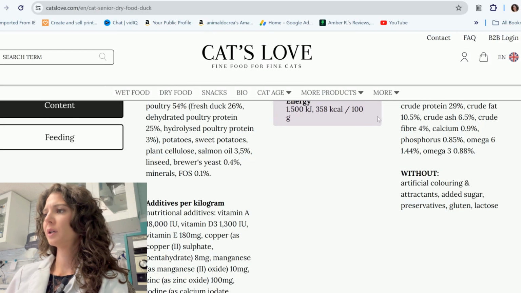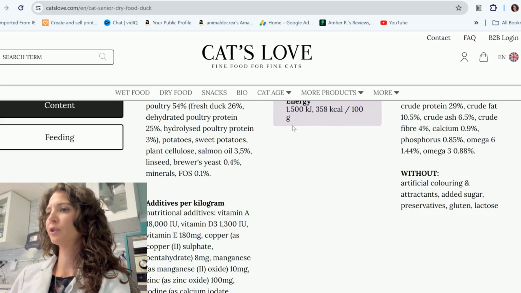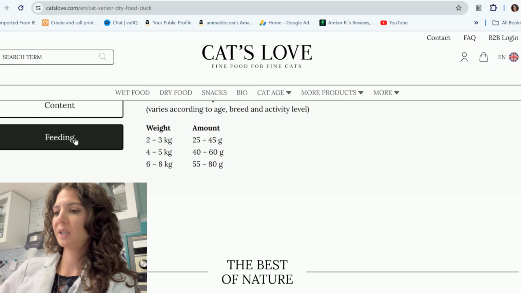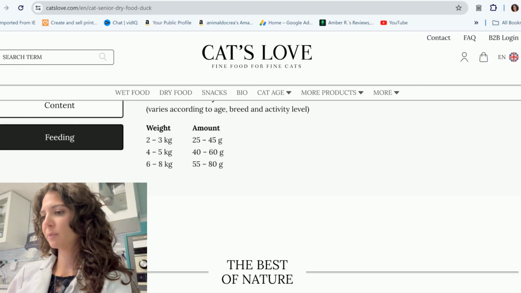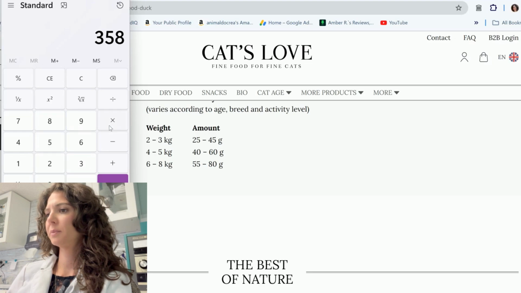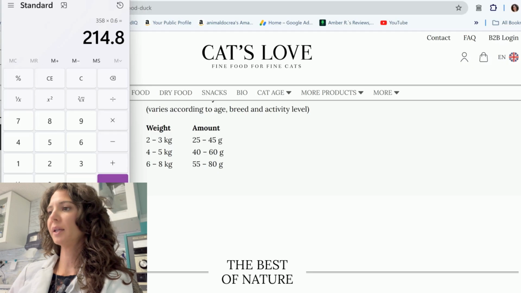So 100 grams is 358 kcals, and so we want roughly 100 grams. Is that what they said? 60 grams is what they're recommending, so 0.6 of 358. Does that add up to somewhere between 200 and 300? 0.6 times 358 is about 214. So I like that calorie content.